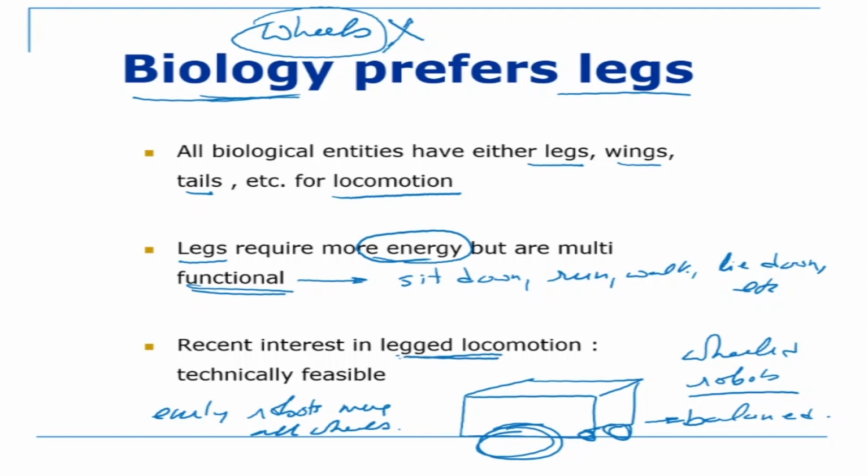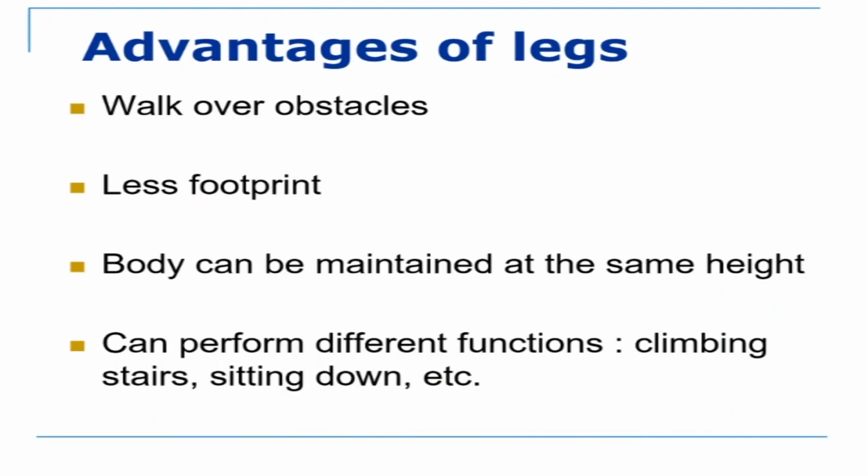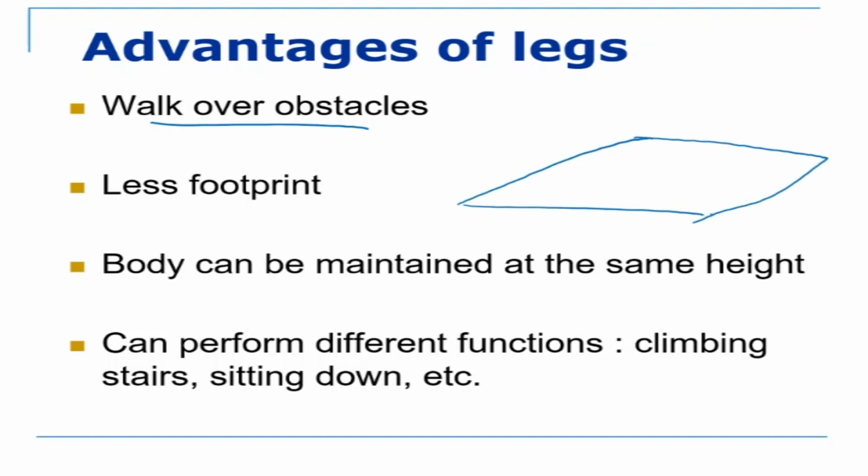Now there has been a recent interest in legged locomotion because legs have some advantages. For example, they can walk over obstacles. If you have a flat terrain like this and obstacles like this, a wheeled robot which has four wheels will not be able to go over this. It'll either have to avoid it but can't go over. But a legged robot can simply take its legs on top like this and go to the other side. So it can walk over obstacles which wheeled mobile robots cannot do.